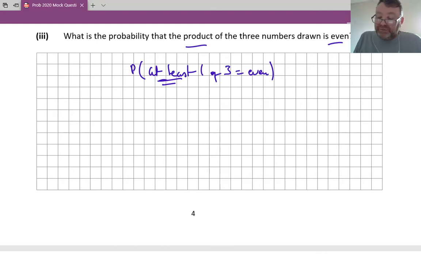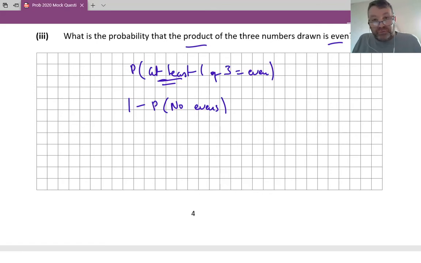So at least one of the three must be even, which means that the other statement to that is one minus the probability of no evens. See? So that's the easier way to calculate that one. At least one of the three must be even means that we are excluding no evens. So one minus no evens would be exactly the same as at least one of three being even. I hope that makes sense to you.